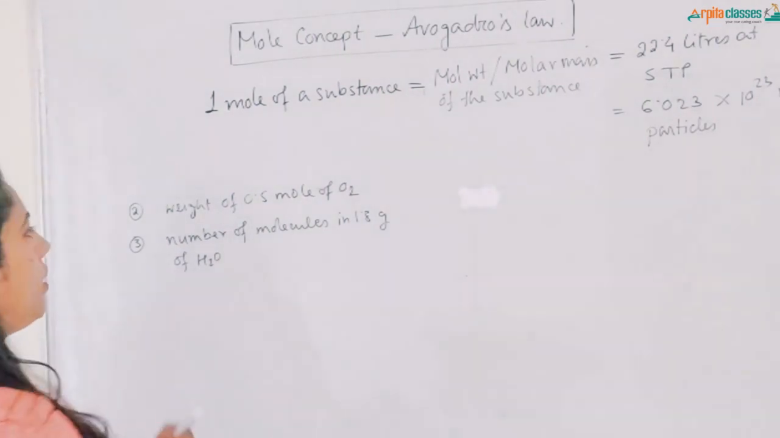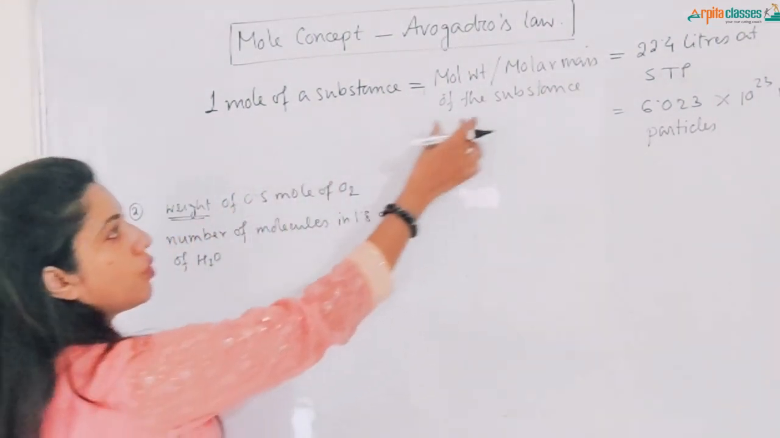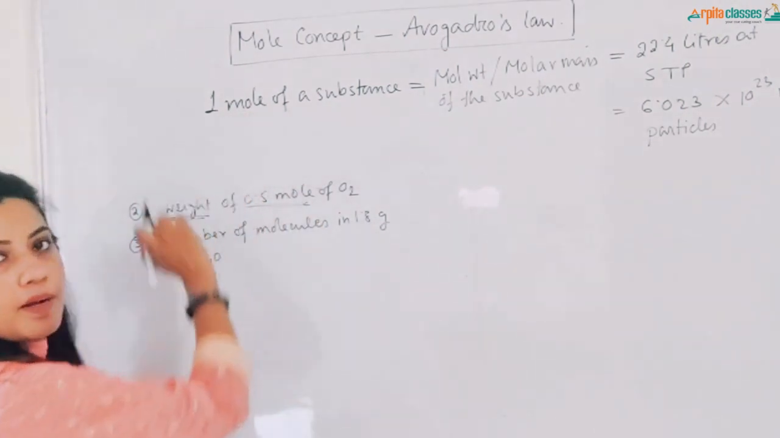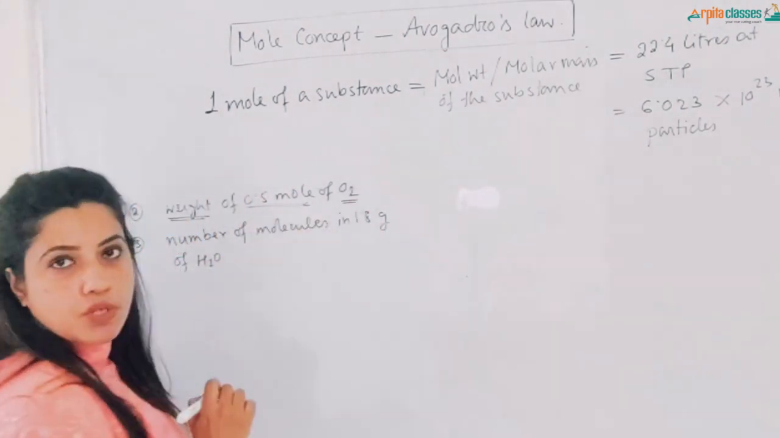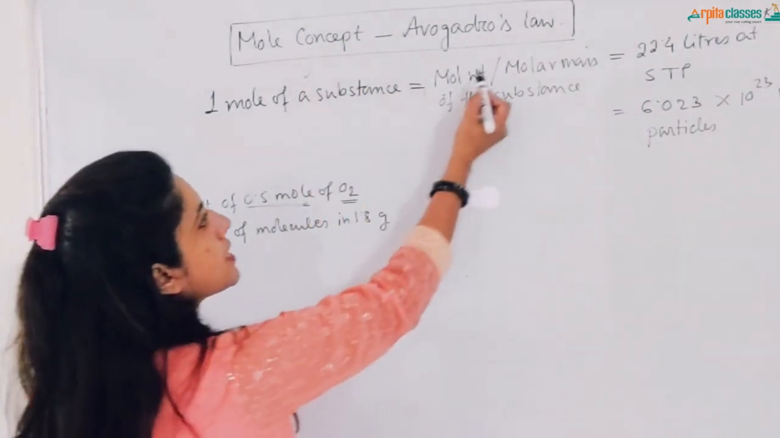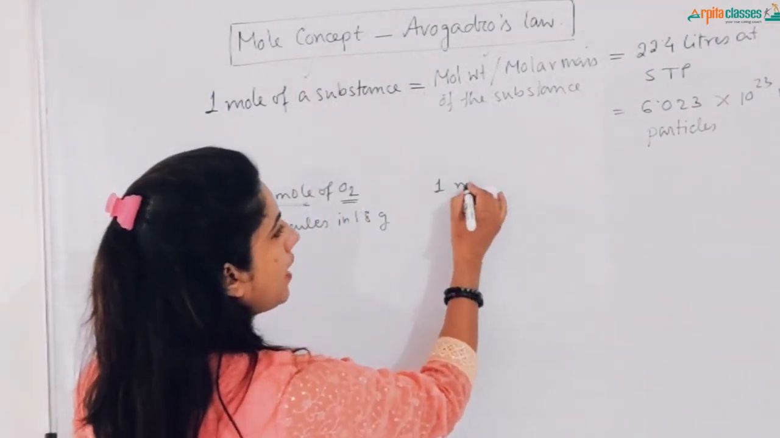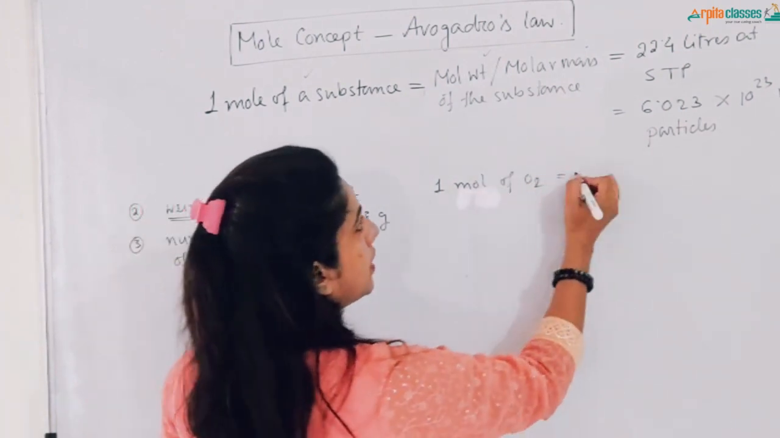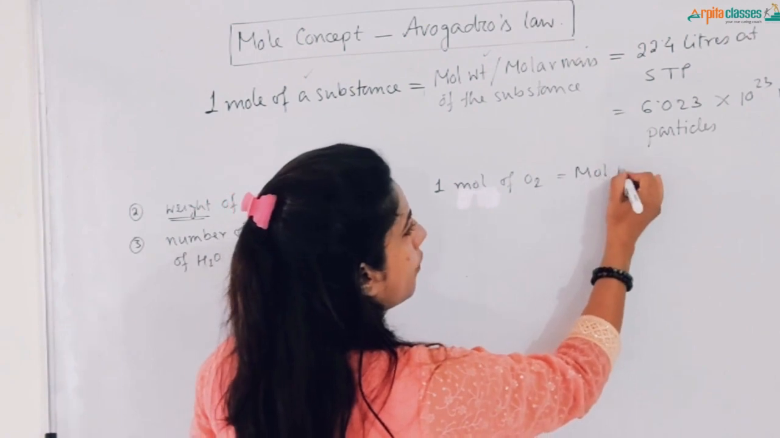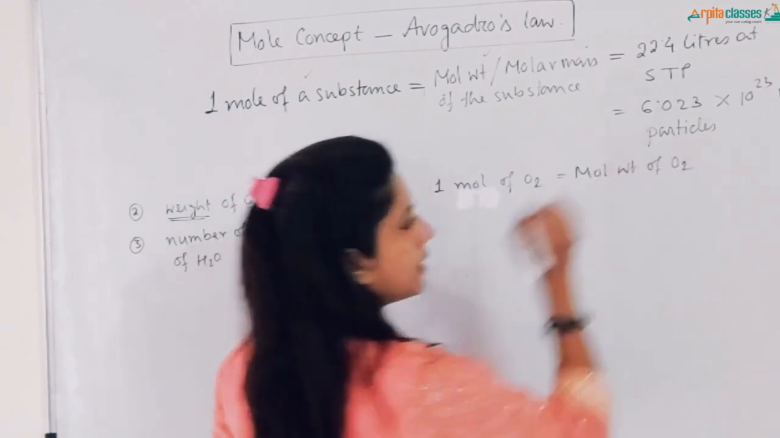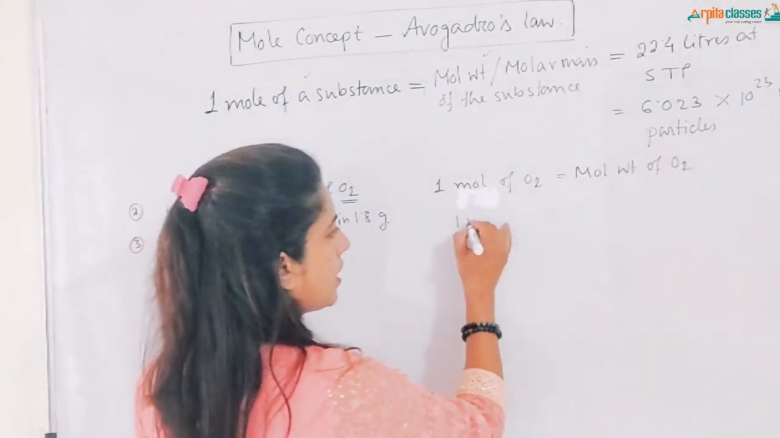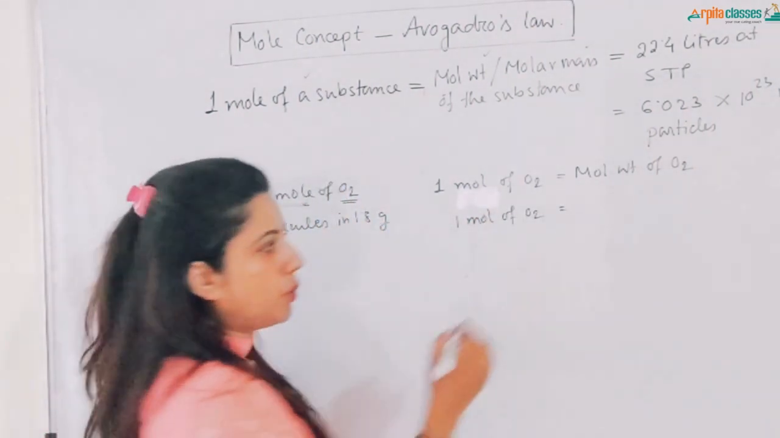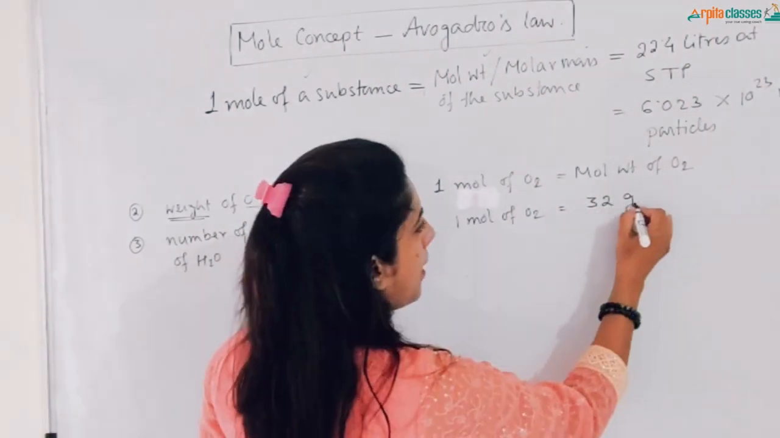So we need to find out the weight, which is related to the molecular mass, of 0.5 mole, which is related to 1 mole, and the substance is oxygen. So we'll now take this out and write: 1 mole of oxygen is equal to the molecular weight of oxygen. Now the molecular weight of oxygen is 32, so we'll write it here, 32 gram.